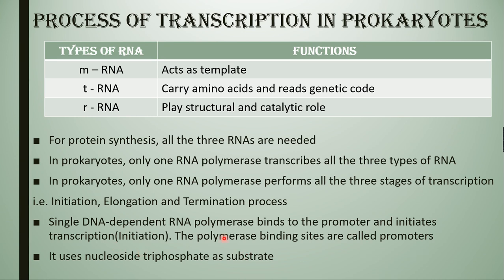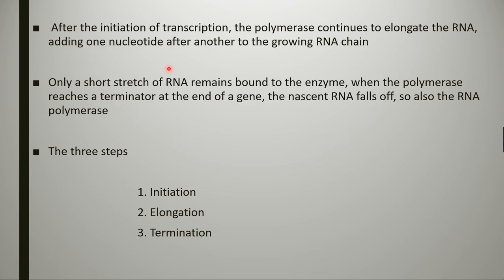What is a promoter? The polymerase enzyme binding sites are called promoters. Apart from this, it uses nucleoside triphosphates as substrate. Okay, can you understand now? There are three types of RNA: mRNA, tRNA, rRNA, and only one RNA polymerase in prokaryotes can transcribe all three types. Now we are going to see the three stages of transcription one by one: how the DNA-dependent RNA polymerase binds to the promoter site and initiates the transcription process.